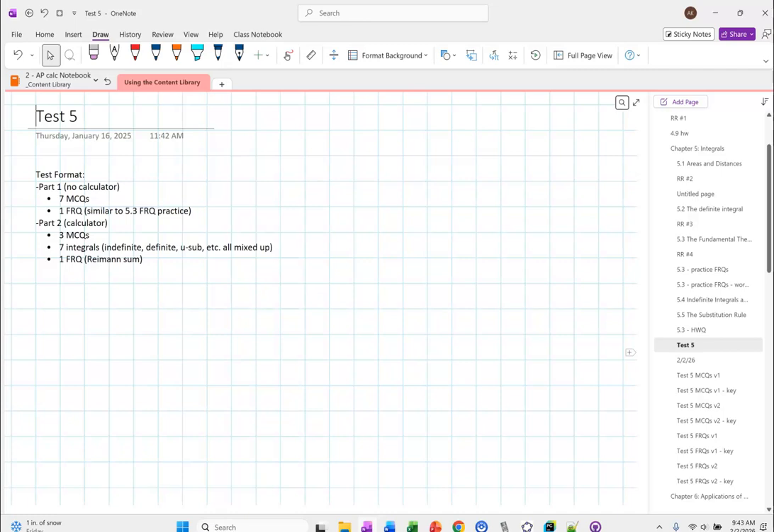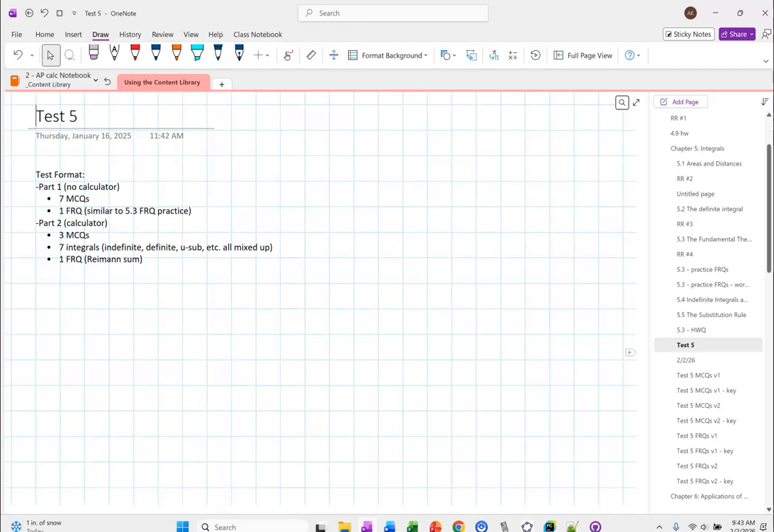And then on the first part, there'll be one free response question. There'll be a multi-part free response question similar to the 5-3 homework quiz that I gave you guys. On the calculator section, you're going to have 7 integrals to compute. Some will be indefinite, some will be definite, some will use substitution, some will not, all kind of mixed up with no real direction other than to say solve the integral. And you'll have to pick out what you have to do from looking at it.